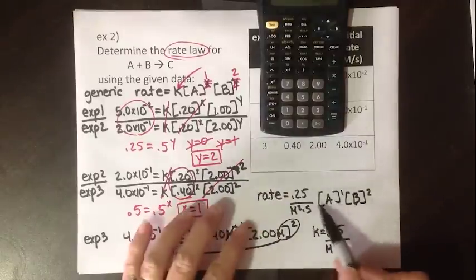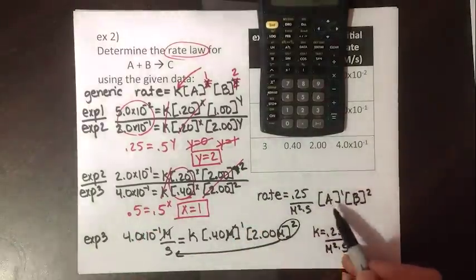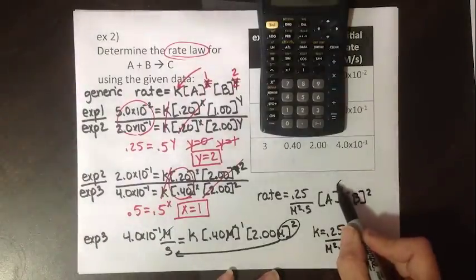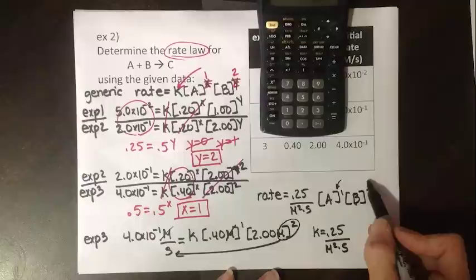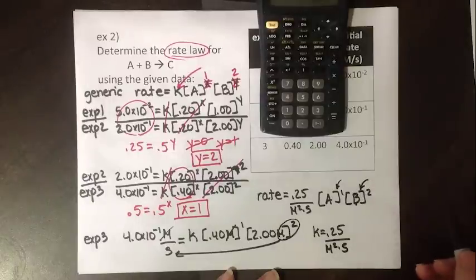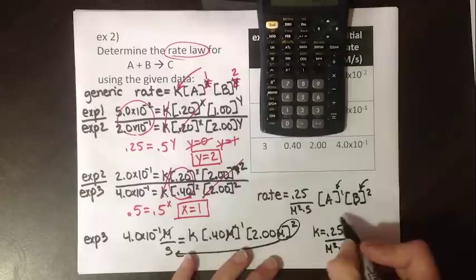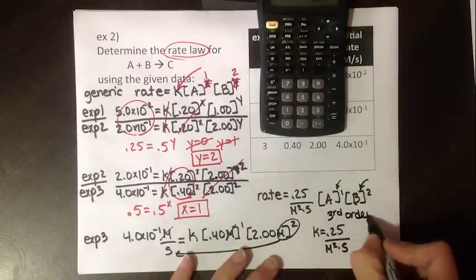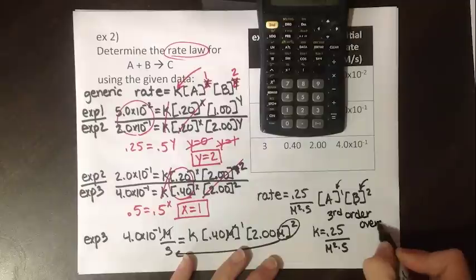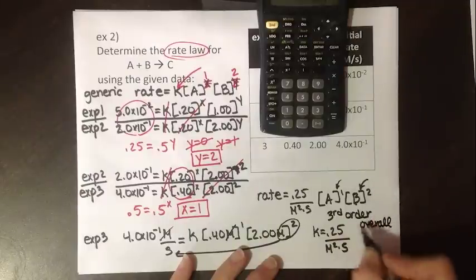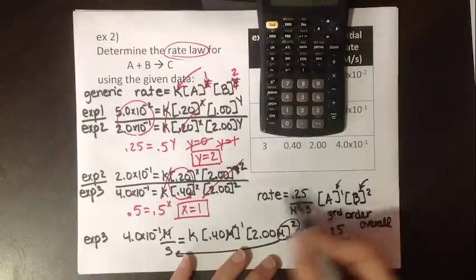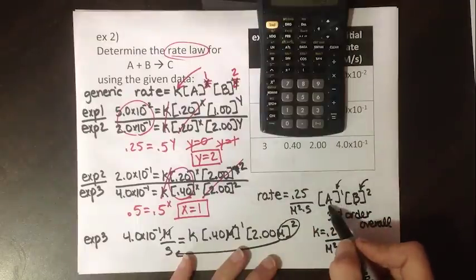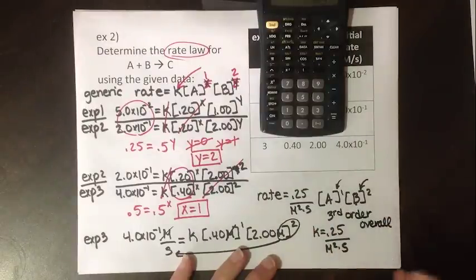This reaction is first order with respect to A, second order with respect to B, and third order overall, because 1 plus 2 is 3. So third order reaction, first order reactant, second order reactant.